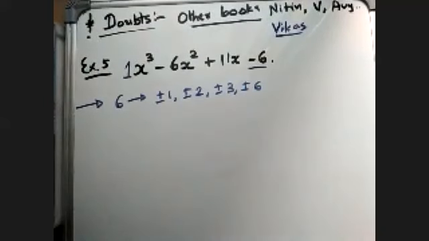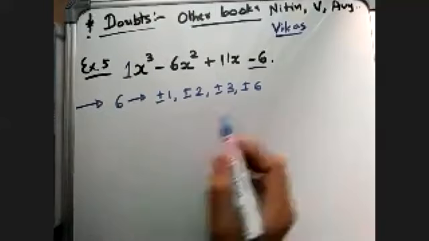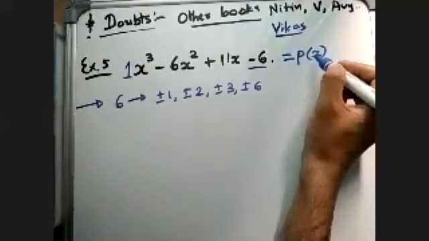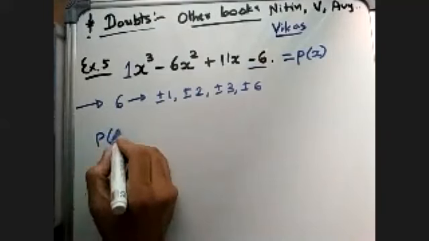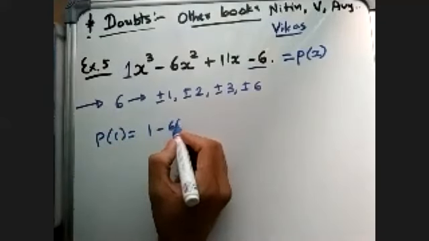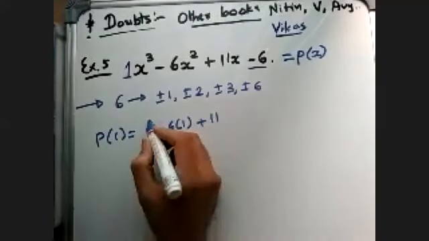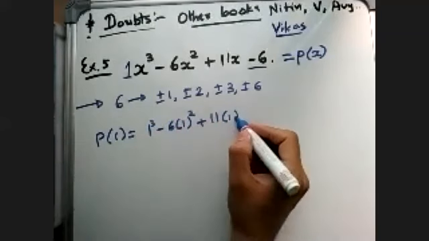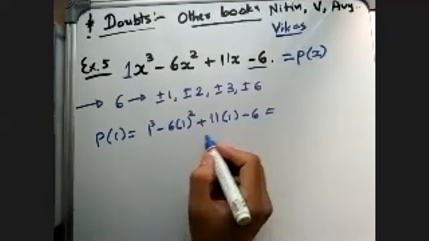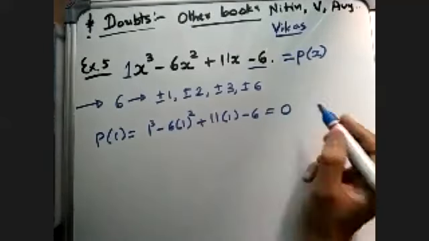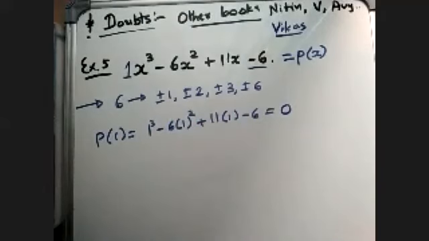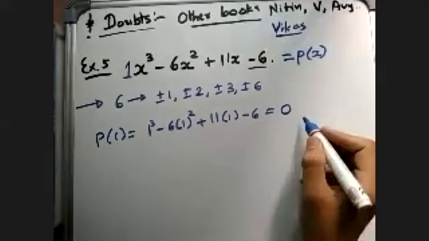So let us check each one of them. Suppose this is our polynomial p of x. In the earlier question we had taken it as f of x. So here p of 1 will be 1 cube minus 6 times 1 square plus 11 times 1 minus 6. 11 plus 1 is 12, 6 and 6 is 12, 12 minus 12 is 0. So one root is x is equal to 1.